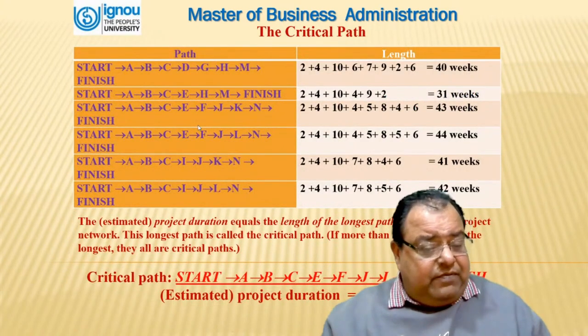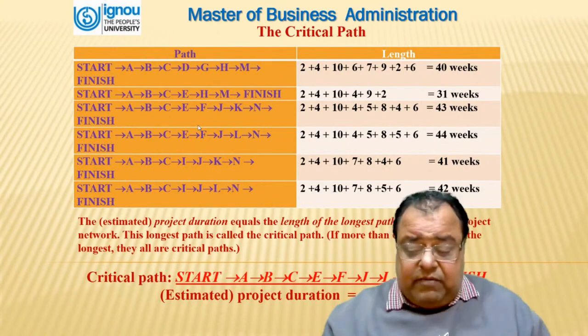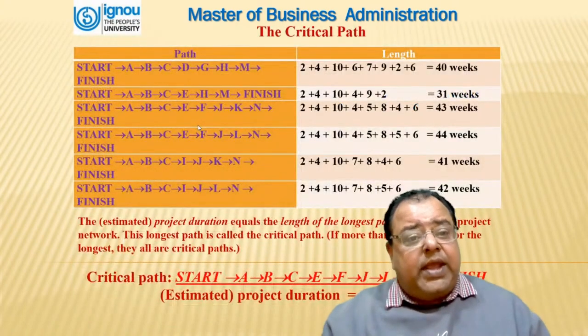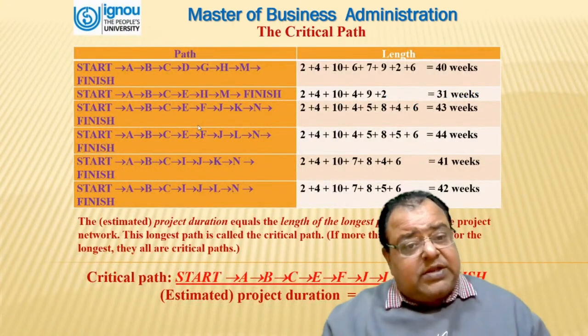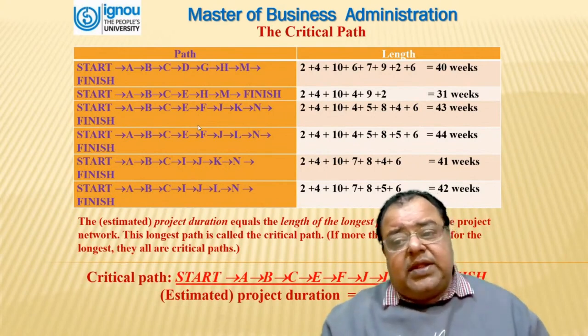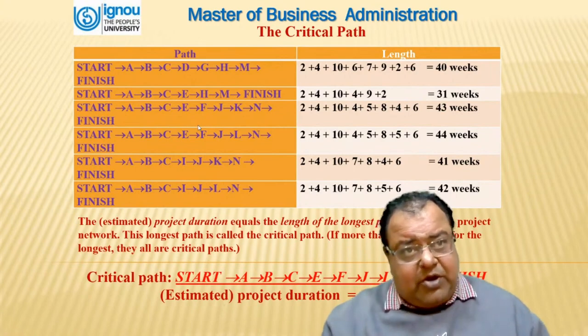Now, different paths were studied, and all the paths are here. Whatever has been drawn has been calculated in this way: A to B, B to C, C to D, G to H, and M, and the finish one. Similarly, these 6 paths have been drawn.